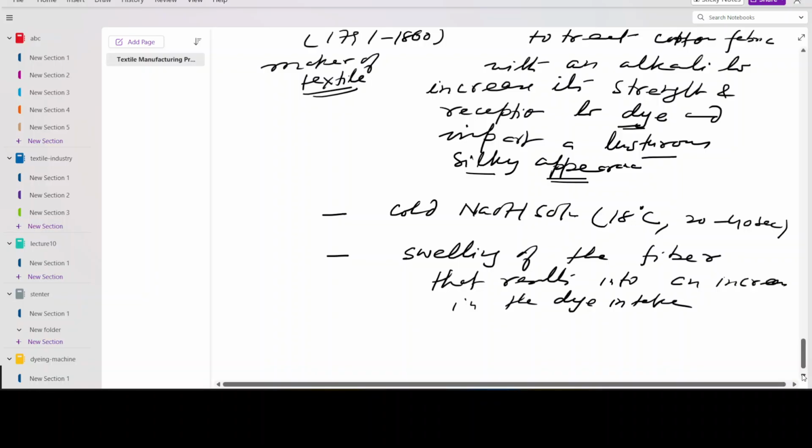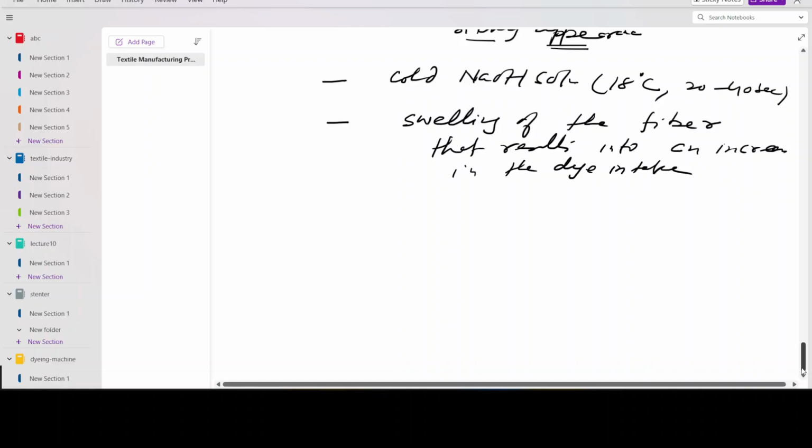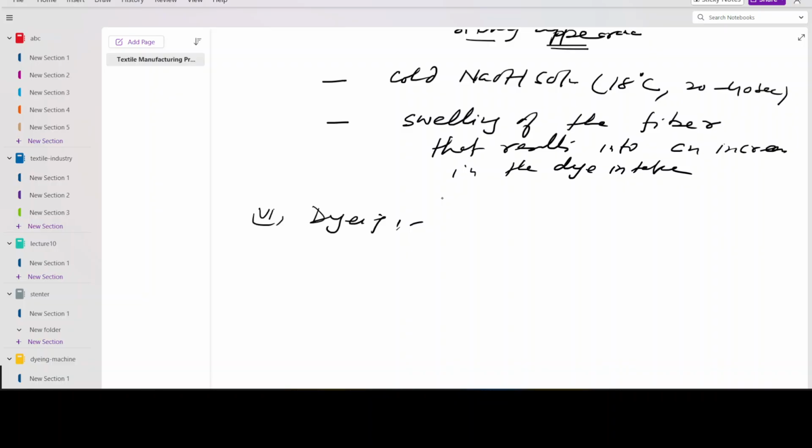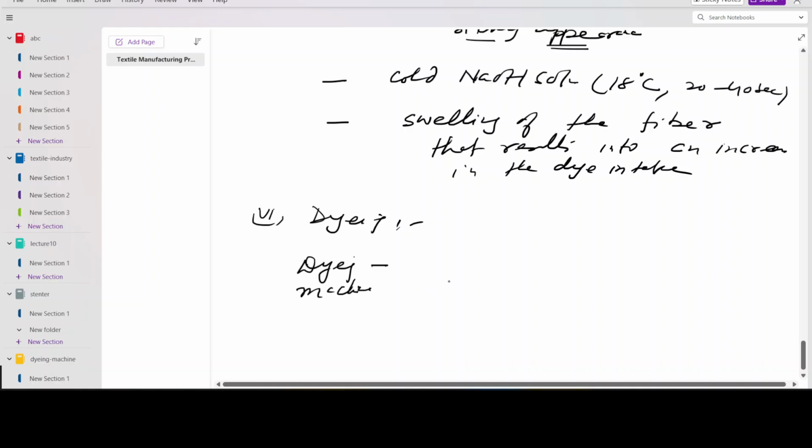Another process is dyeing. Dyeing is the process of coloring. Dyeing is employed to give an all-over shade to the fiber. It involves diffusion of dye molecules into the textile fabric, which imparts the required color. It is important to know some dyeing machines. We will read about these machines in performance assessment of equipment.